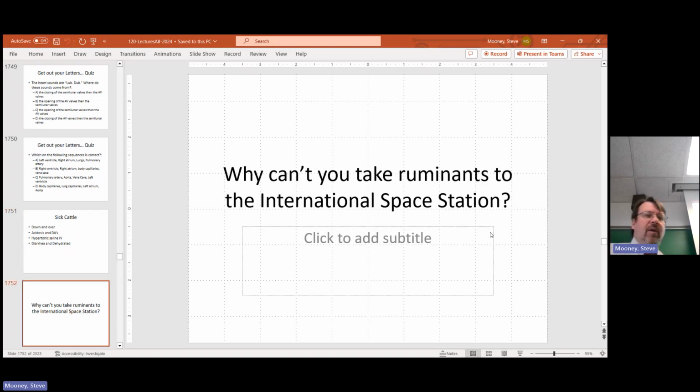So let's start with a question. Why can't we take ruminants to the International Space Station? I said they'll die of bloat. Does anybody know why?